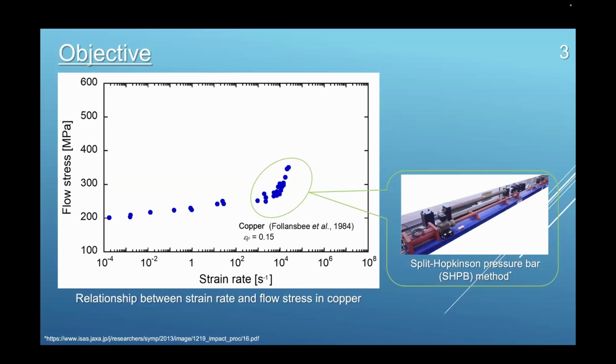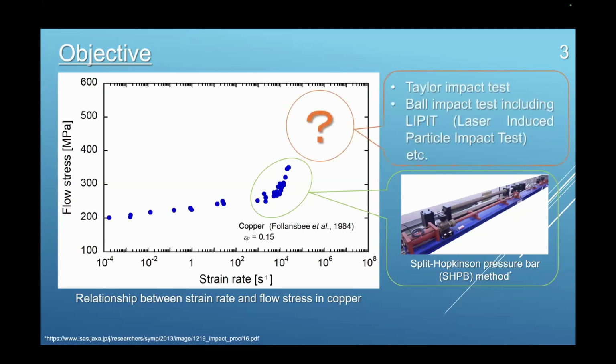The split Hopkinson pressure bar method is useful to measure the strain rate dependence up to this strain rate range. And several methods, such as Taylor impact test and ball impact test, were developed for ultra high strain rates. These methods provide valuable data, however, have some limitations, including complexity and accuracy.